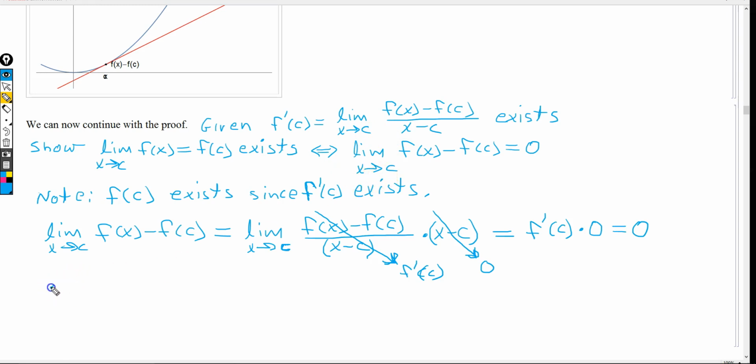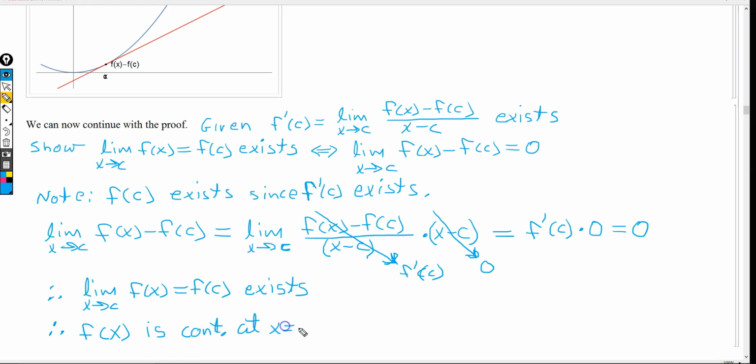And so therefore, we now have that the limit as x approaches c of f of x equals f of c, and so therefore f of x is continuous at x equaling c. And that concludes our proof. All right. So that concludes this lesson on differentiability implies continuity.